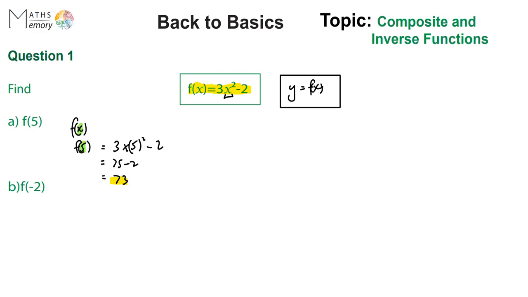Let's do part B. Same thing, f of minus 2. We plug in minus 2. So we've got f of minus 2 equals 3 times minus 2 squared minus 2. We'll do the indices first. Minus 2 squared is 4. 3 times 4 is 12. 12 minus 2. The answer is going to be simply 10. So there we go. Two simple, easy questions to get you going on this.